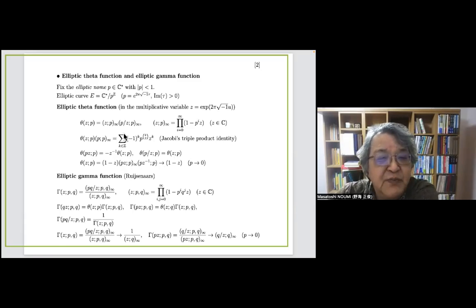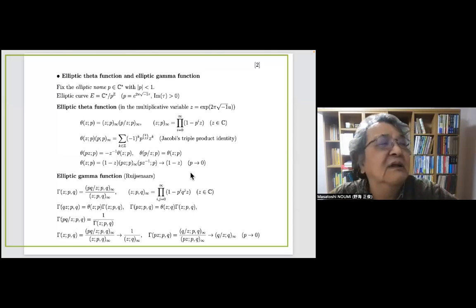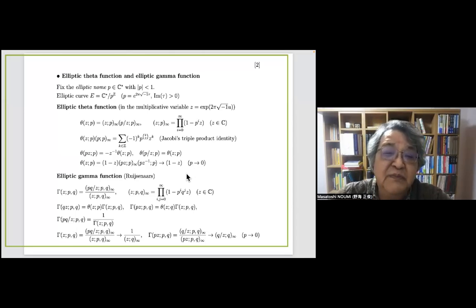And from this expression, you can pick up the first factor, 1 minus z. Then the other factors contain p in front. So when p goes to 0, this theta function goes to 1 minus z. So this is the trigonometric limit. So the basic approach to making the transition to the elliptic world is to replace, if you have an expression 1 minus z, this with the elliptic theta function.